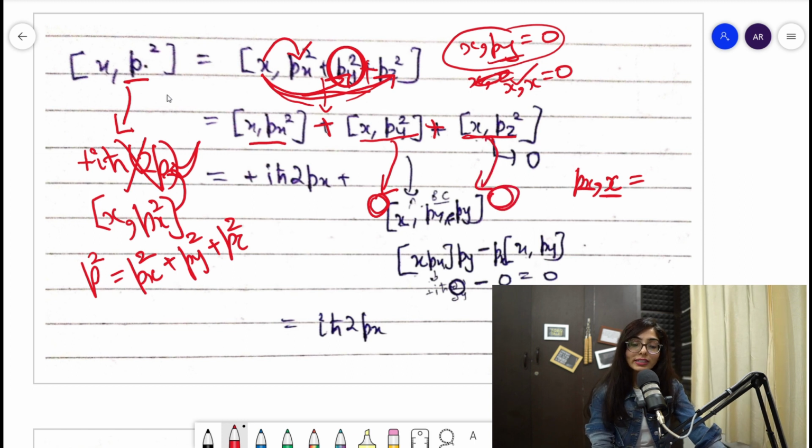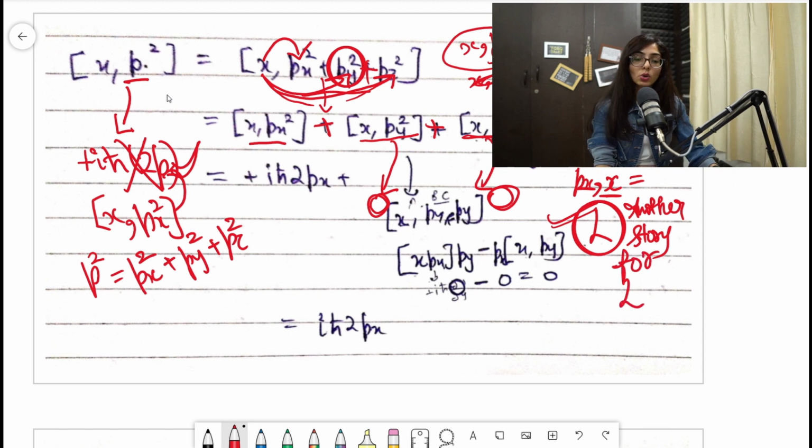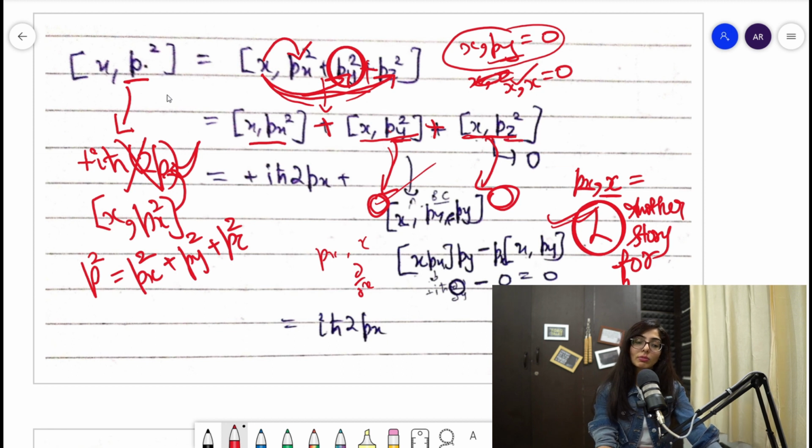Clear? Guys, also I need to tell you that this is not true with angular momentum Lx. There will be another story for angular momentum, and I'll discuss it in later lectures. Clear? So just stay here and don't focus on L. This is only for px, x and d by dx. Clear? So with a different coordinate it will be 0, and again with z it will be 0, but with the same coordinate, that is x comma px square.